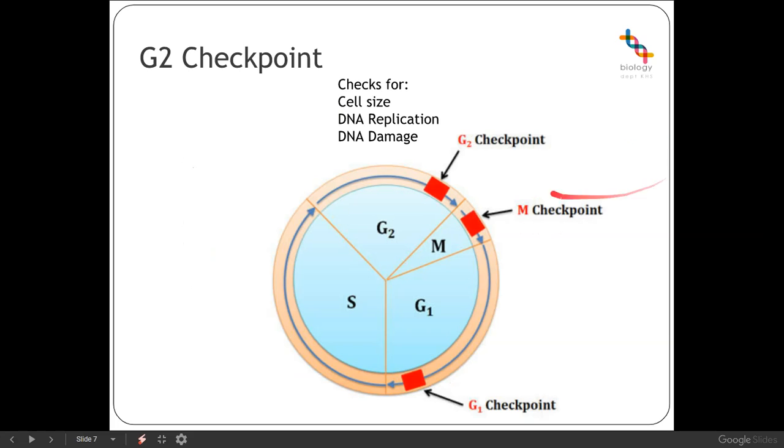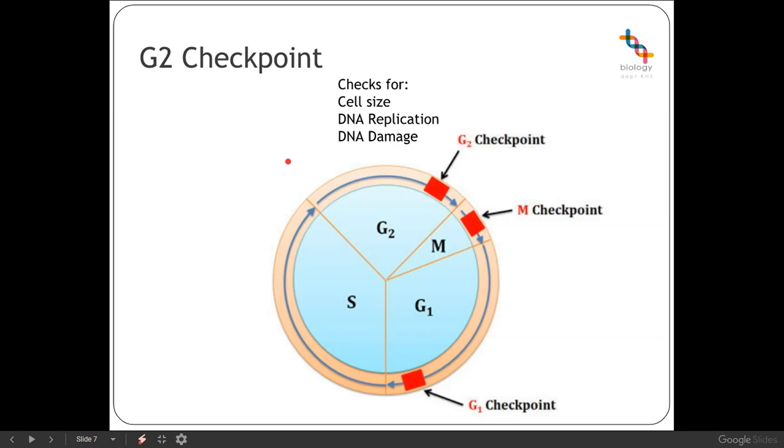So at the G2 checkpoint then, we are looking for cell size again. We're looking for how much growth we've got. We're also looking for DNA replication and DNA damage. So we've just come out of S phase, then we're towards the end of our G2 second growth phase. So this is the chance that the cell has to check that DNA replication has occurred successfully in our S phase.